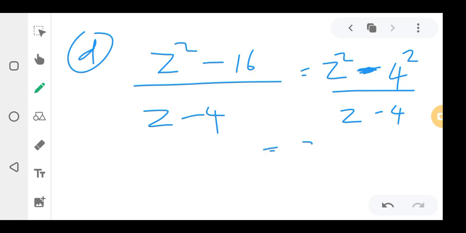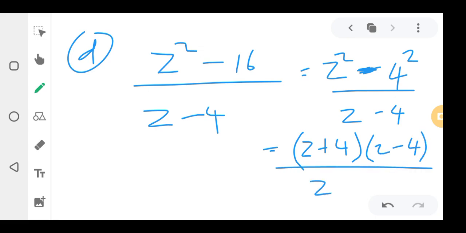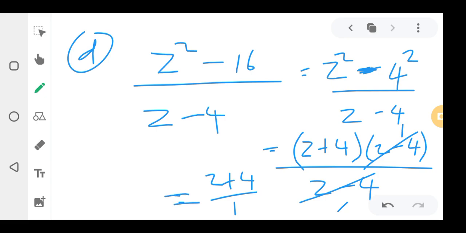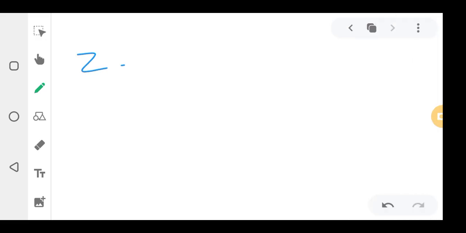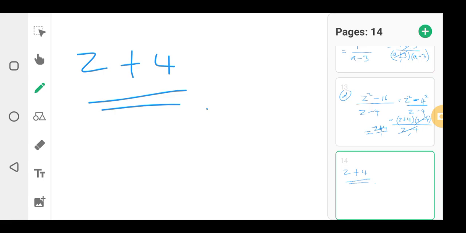So what do you have? z plus 4, when you simplify the one on top, again z minus 4, closed. And then here z minus 4 will come down. z minus 4 into itself is 1. z minus 4 cancels again there. What will remain there is z plus 4 over 1. And any number divided by 1 is itself. So the answer will be z plus 4. That's the answer.